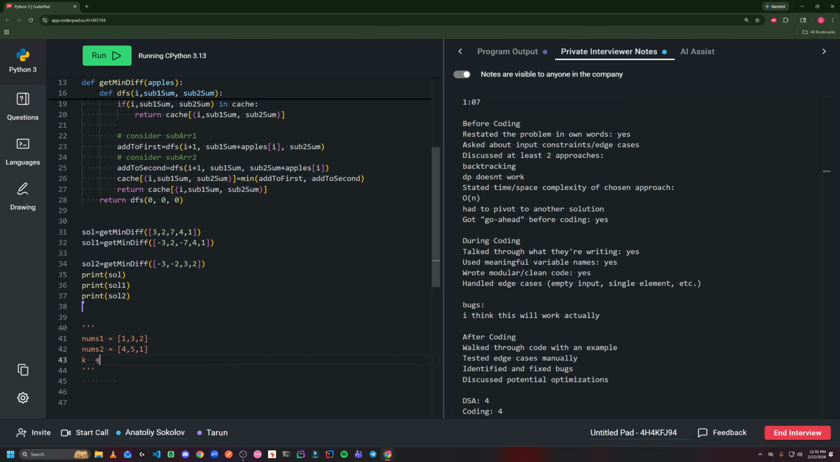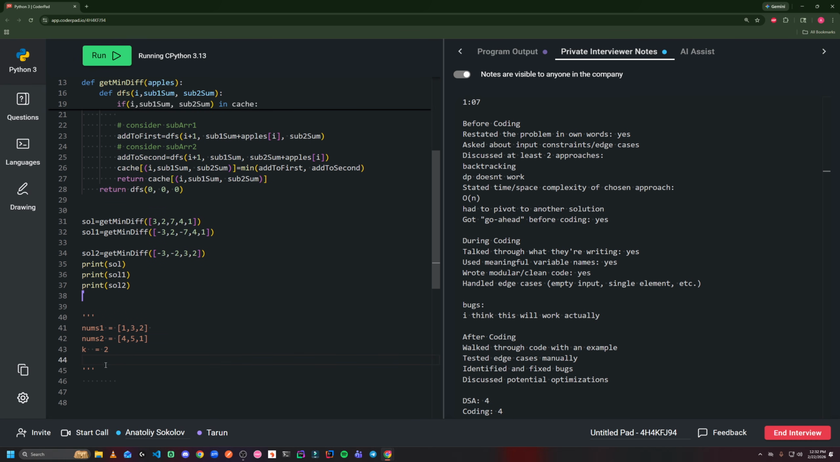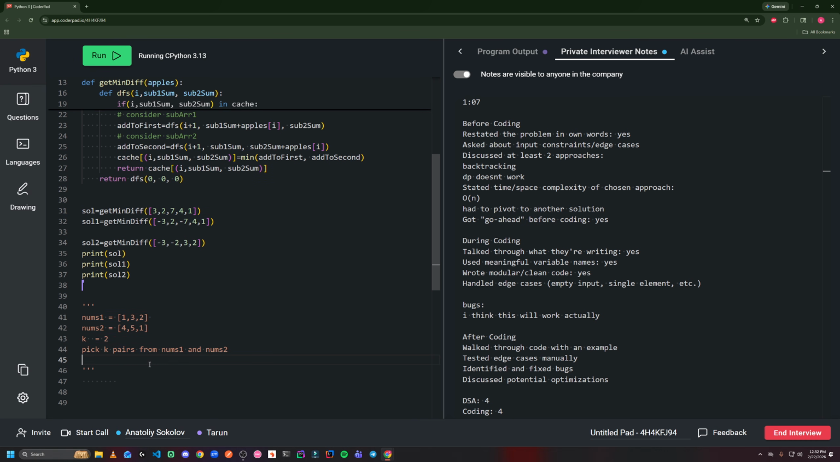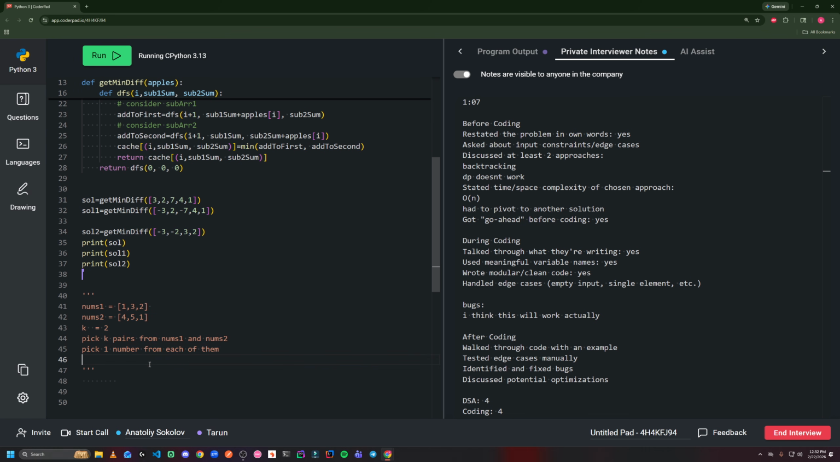Okay. So something like this. And basically what I want you to do is pick k pairs from nums1 and nums2. What I mean by a pair is you have to pick one number from each of them. Now, the rule is if I pick index i for pair j, I have to pick a bigger index for pair j plus 1 all the way.